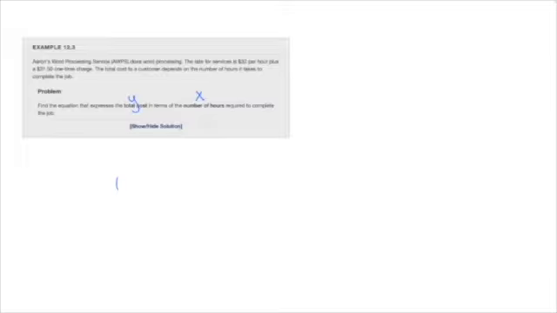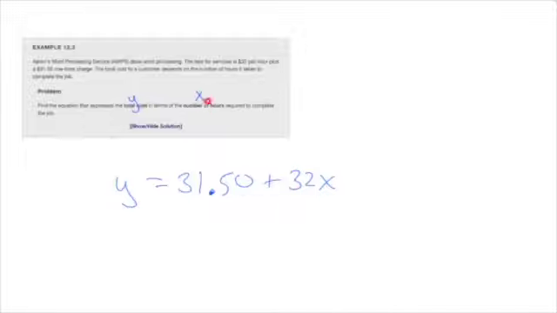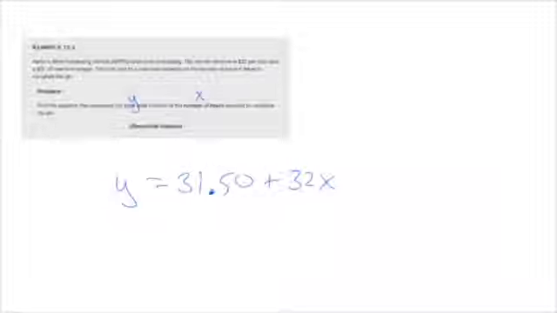In this example, the total cost would be: you have a one-time charge of $31.50 plus an additional $32 per hour. So $32 times the number of hours, which is x. So you could then use this equation to find what's the total cost if it takes 5 hours, or questions similar to that.